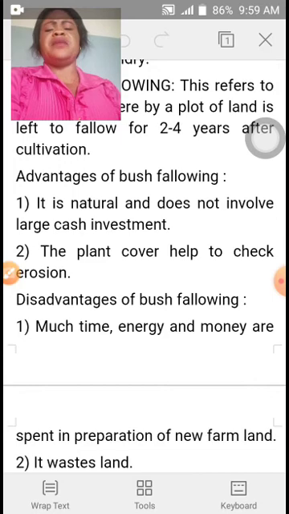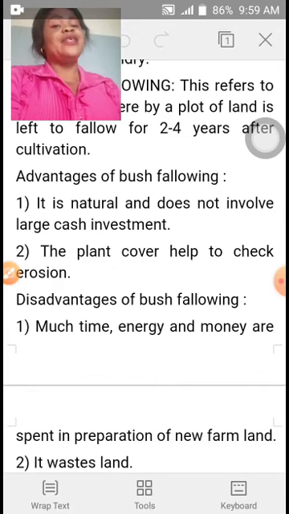Another disadvantage is it wastes land. Imagine leaving your farmland for 5 years. If you are a subsistence farmer, where will you get another land to cultivate? So the way I'm saying it is waste land. I hope you are with me.